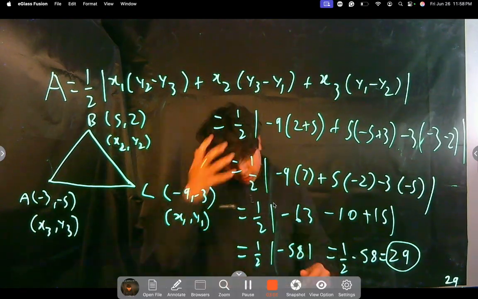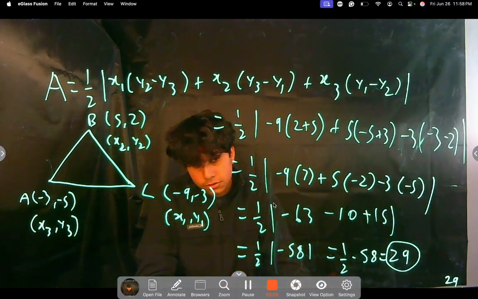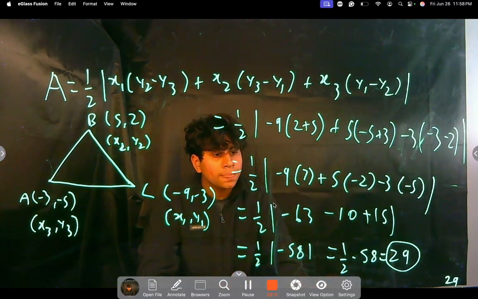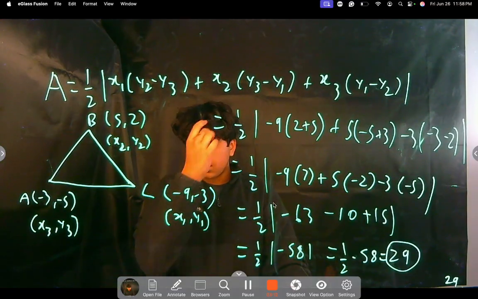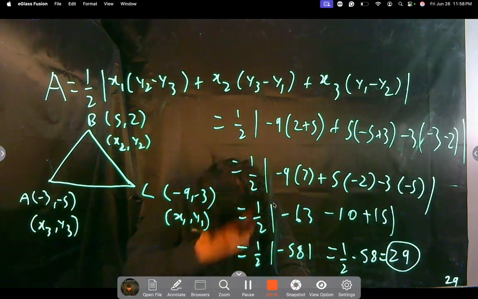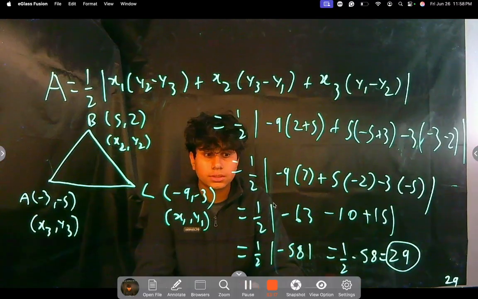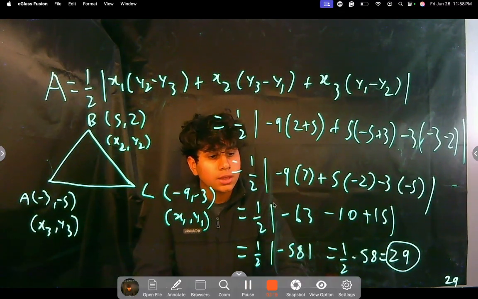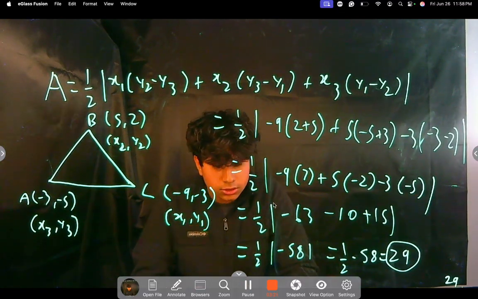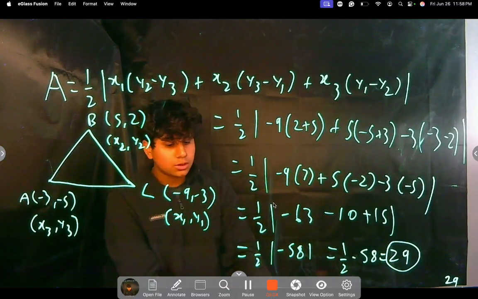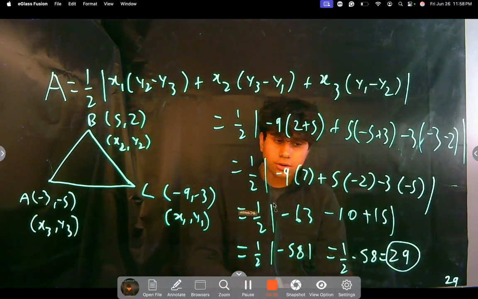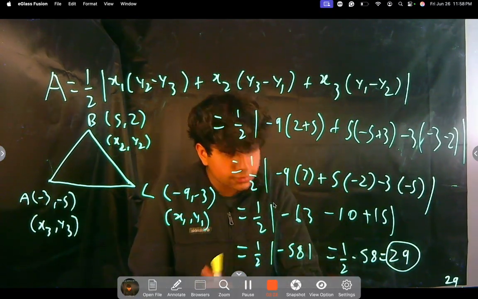If you want to check whether it's correct with some other formulas, you can do that. But this is one way you can solve it: if you just have 3 points given in a triangle, you can find the area. This is a really important concept in coordinate geometry, which will be used later on in other things you might learn. So this is very important to know.